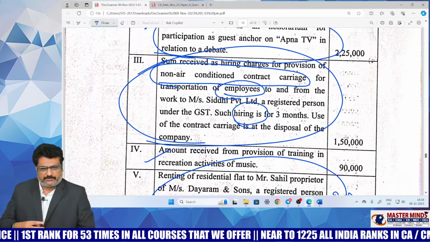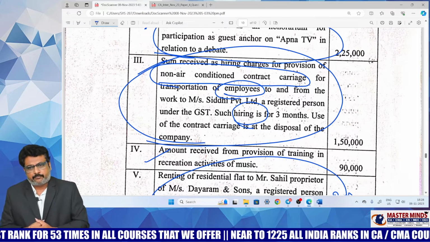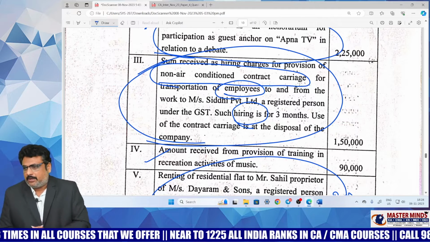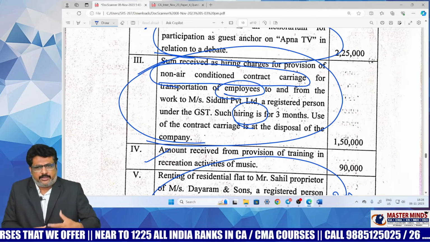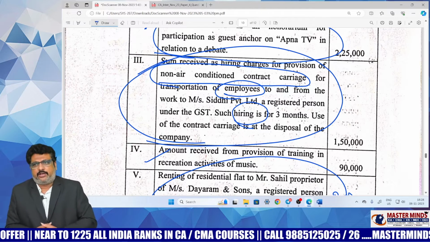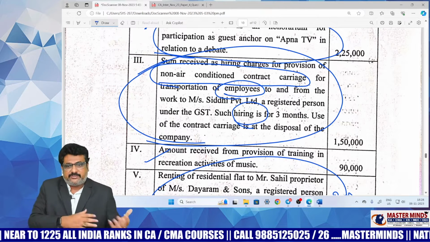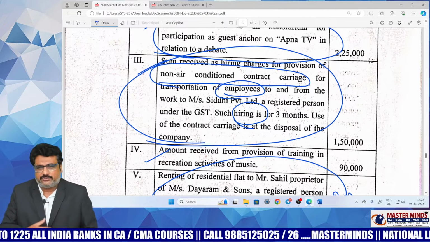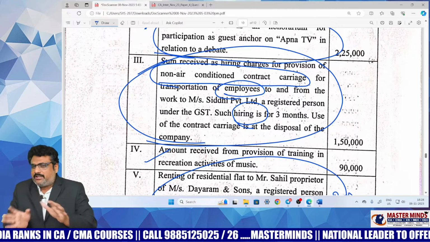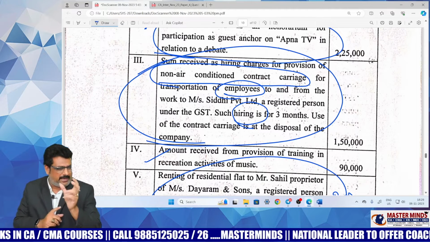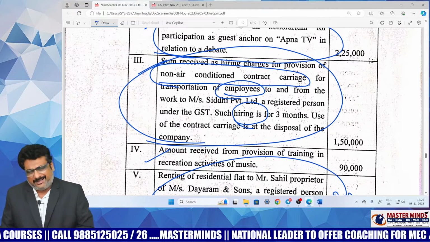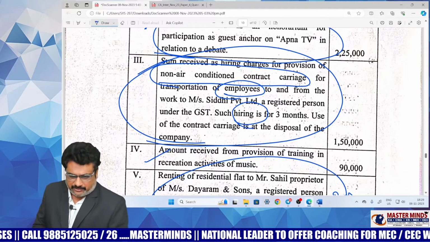But for three purposes, it can be taxable. Roughly, if it is used for tourism, if it is a conducted tour, or if it is a charter or hire, in those cases, even though it is a non-AC contract carriage, definitely it is taxable. So that point is relevant here. As far as my knowledge is concerned, this point is a little bit tricky. Except for that, the rest of the things are straightforward questions here.